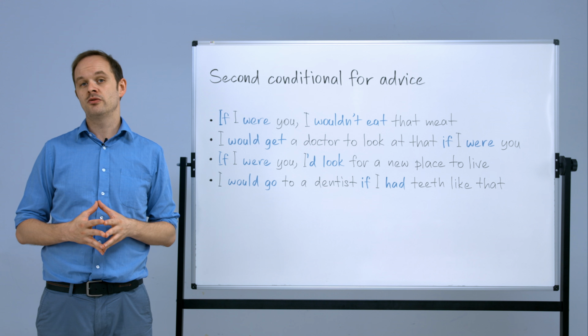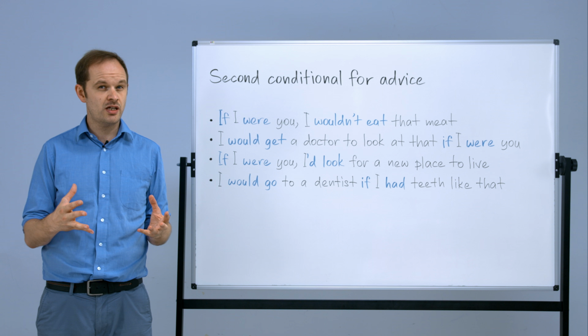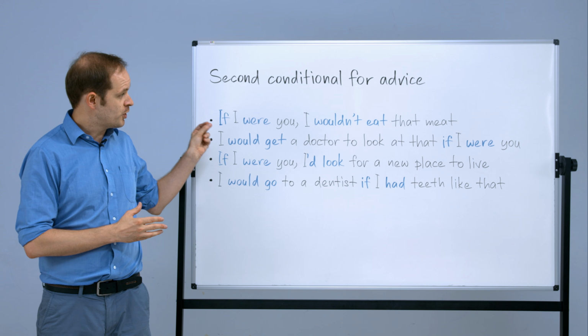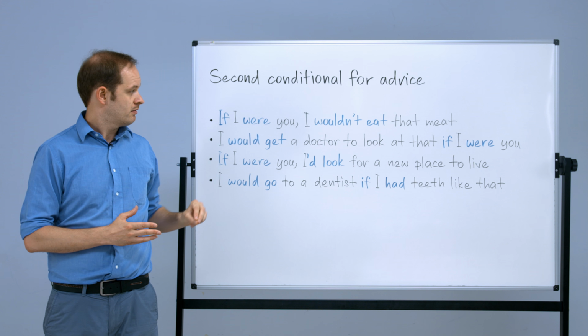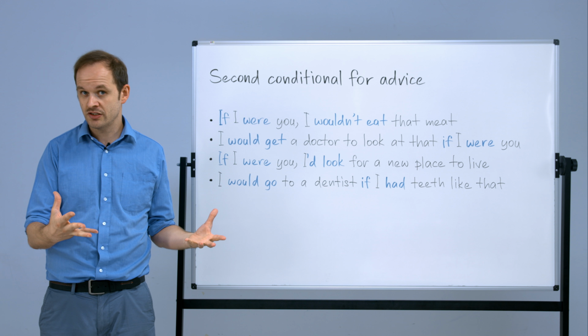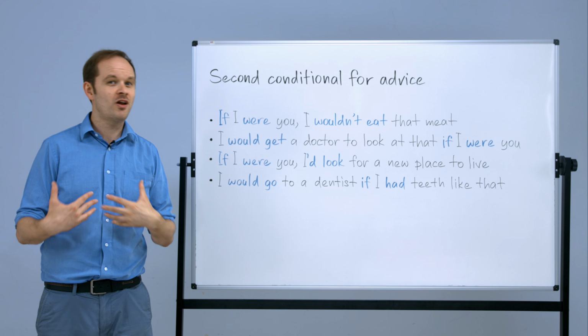Now what we're going to do is look at the secondary function of the second conditional. We can also use the second conditional for giving advice. For example, if I were you, I wouldn't eat that meat. So, as you can see, the structure of the second conditional sentence is exactly the same, and in a way, it's still hypothetical. If I were you, well, I'm not you.